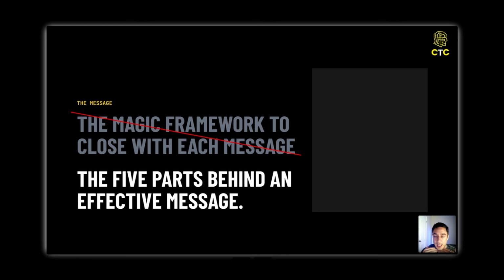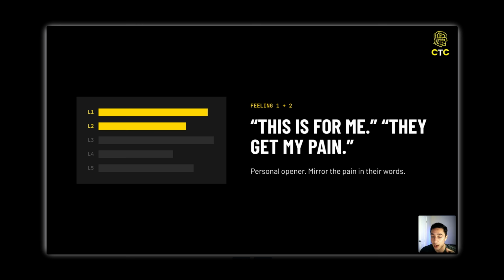At the end of the day, this is about human communication. This is about talking to another human being. There is no cheat code here. It's going to essentially be determined by the situation at hand and the person you're talking to. However, there are 5 parts behind any type of effective message. So let's talk about those.